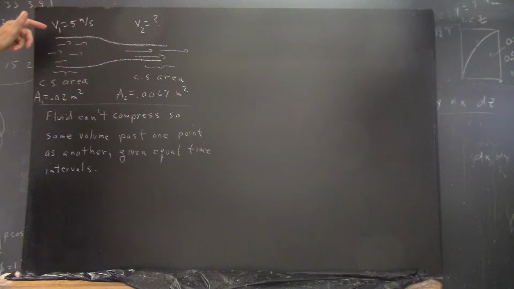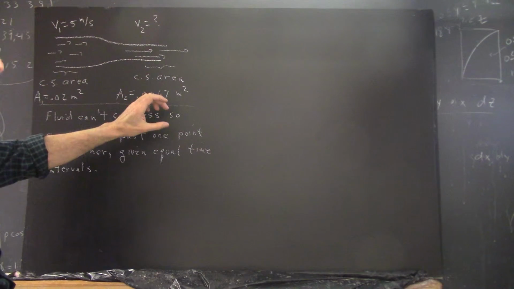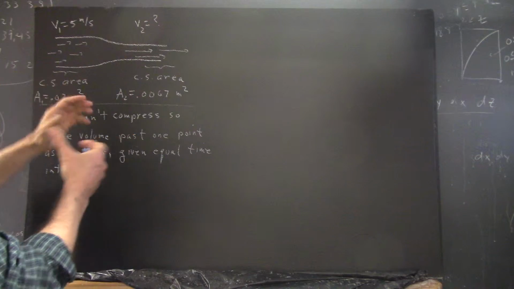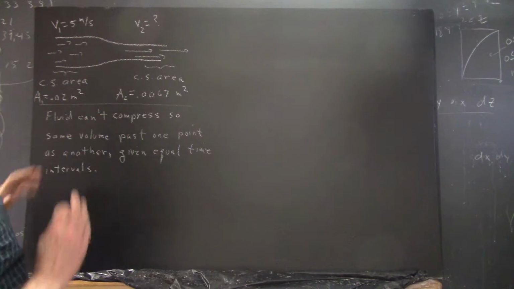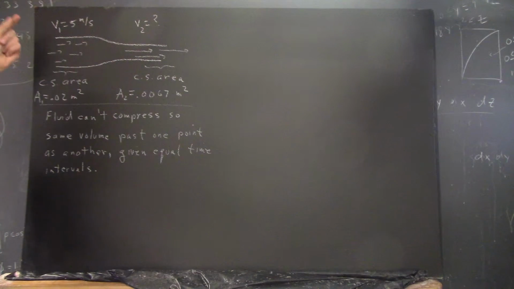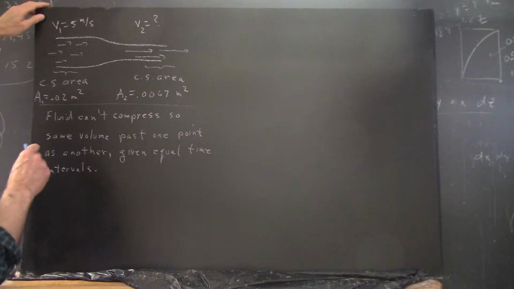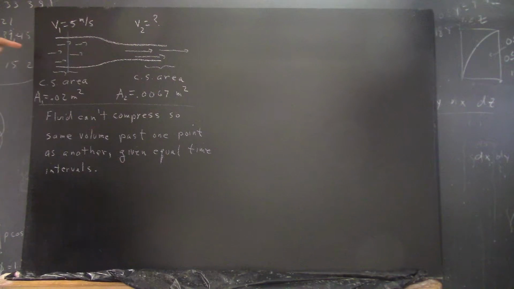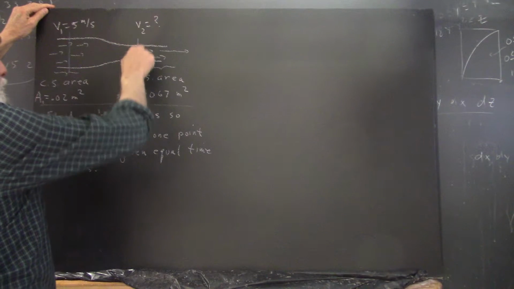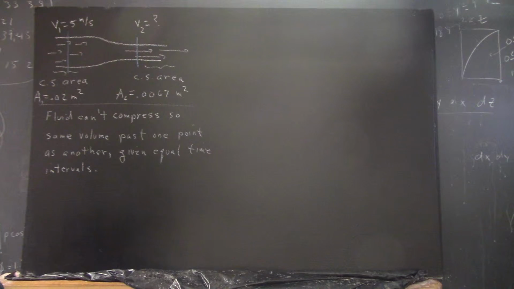Since the fluid can't be compressed, fluid can't accumulate any place within this pipe, because if it did, it would become denser at that point, and that can't happen because it can't compress. So the amount of fluid passing one point, and let's just say passing this plane in this pipe in a given time interval, has to be the same as the amount of fluid that passes this point over here where the cross-sectional area is less.